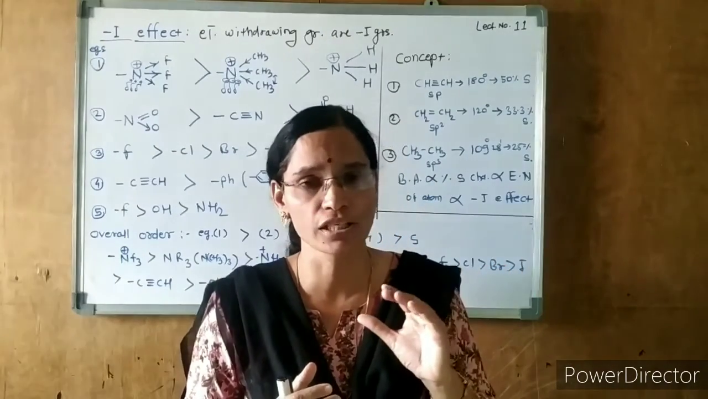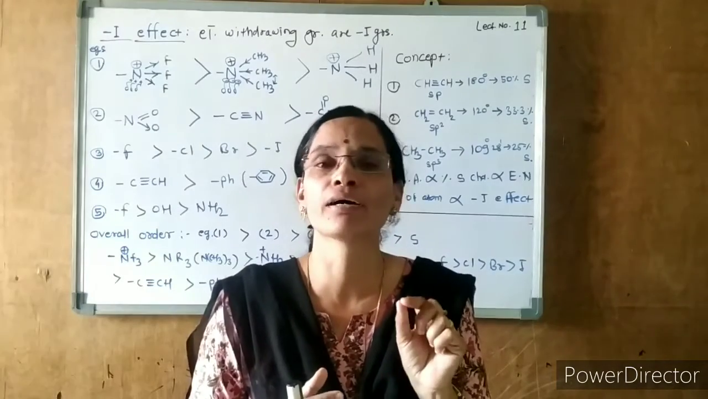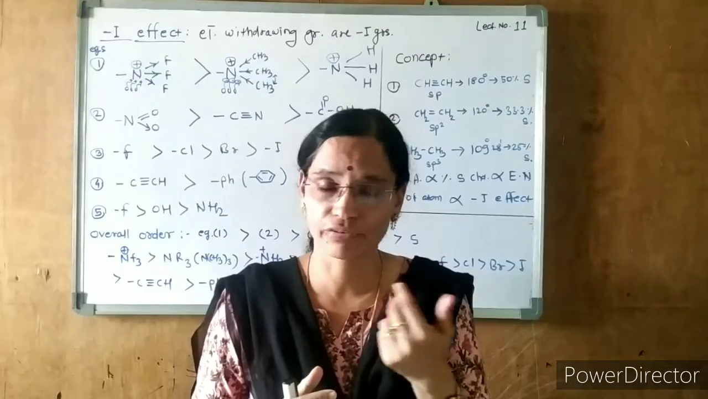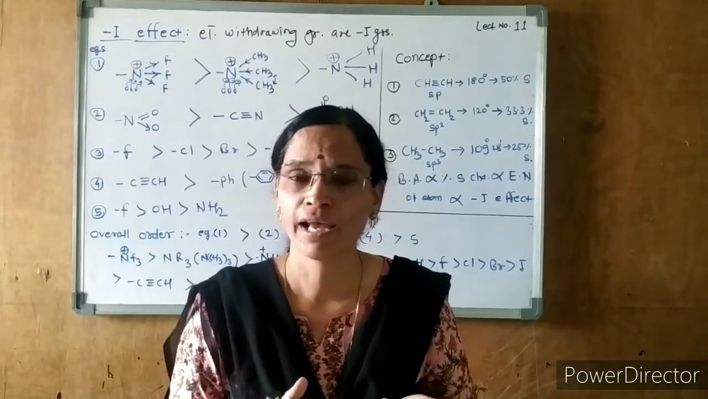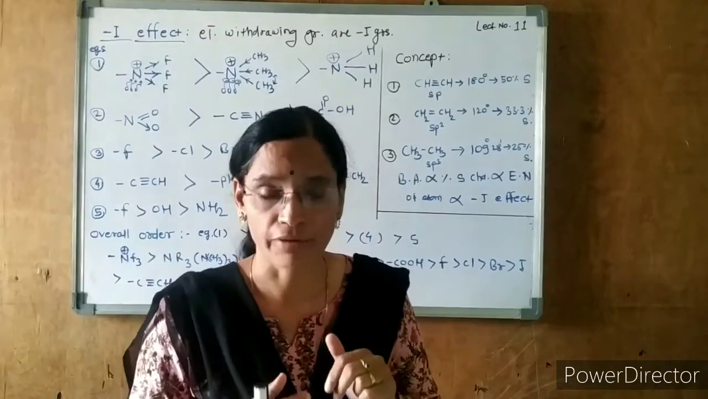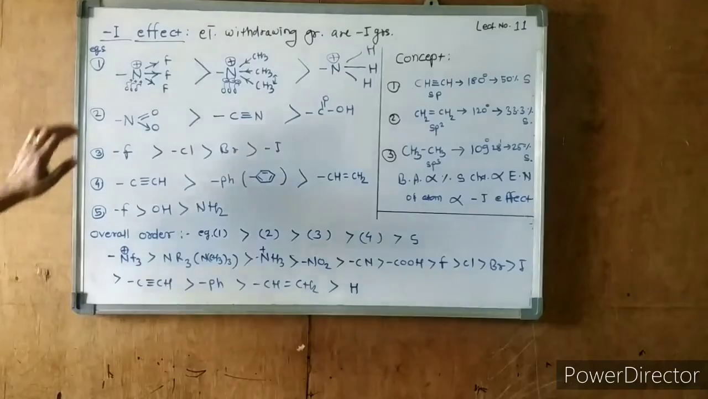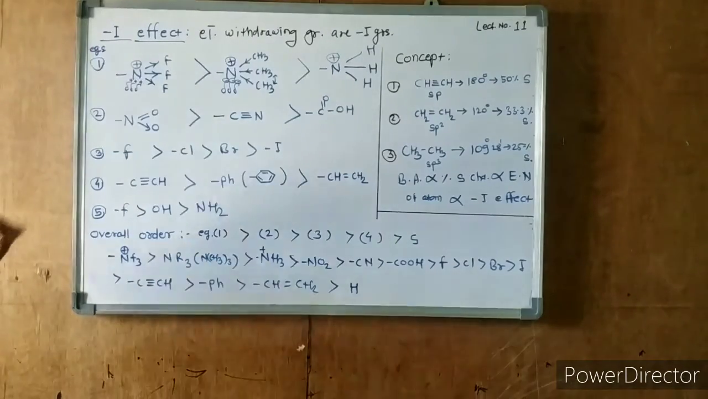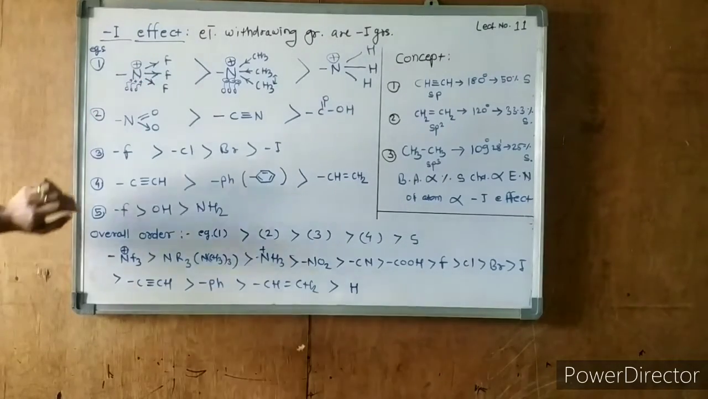Now in today's session I am going to explain to you an excellent trick to remember the order of the minus I groups. I will take some examples first. I will explain those examples, and then I will give you the order for that, right? So see here, this is the first example of minus I effect. Here NF3 is the first example.